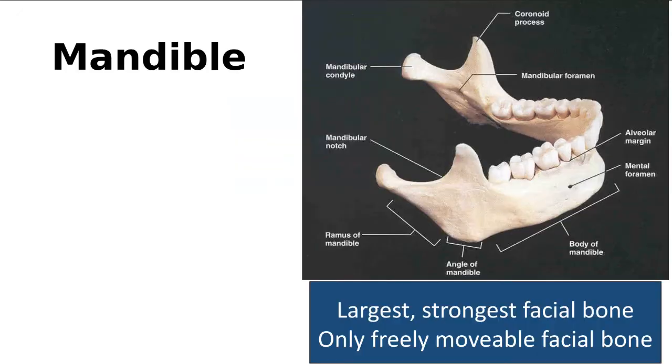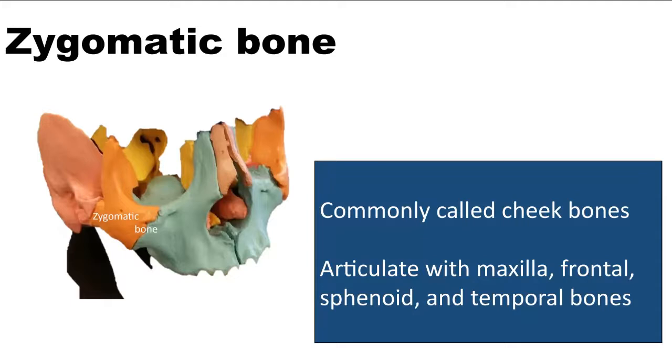The first facial bone that we'll discuss is the mandible. The mandible is the largest, strongest facial bone. It is the only freely movable facial bone. The mandible is also known as our jawbone. The zygomatic bone, commonly called our cheekbone, articulates with the maxilla, frontal, sphenoid, and temporal bones.